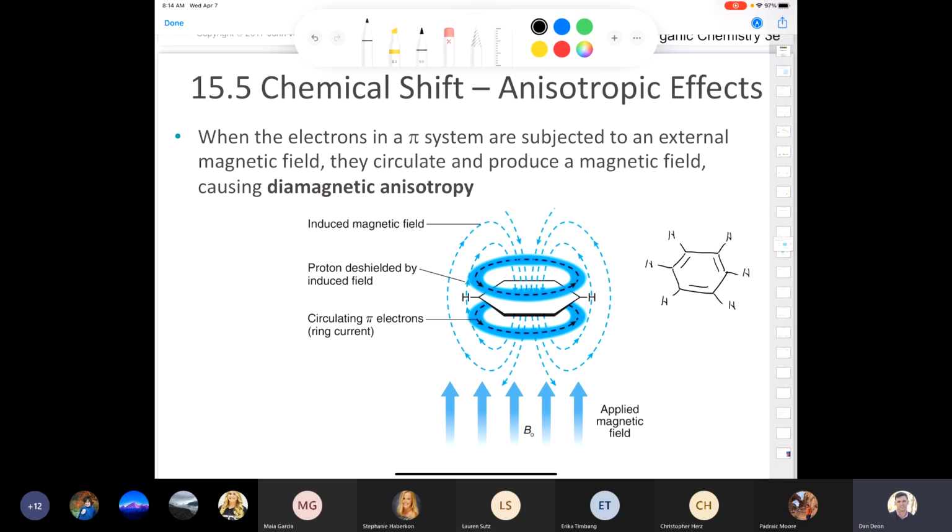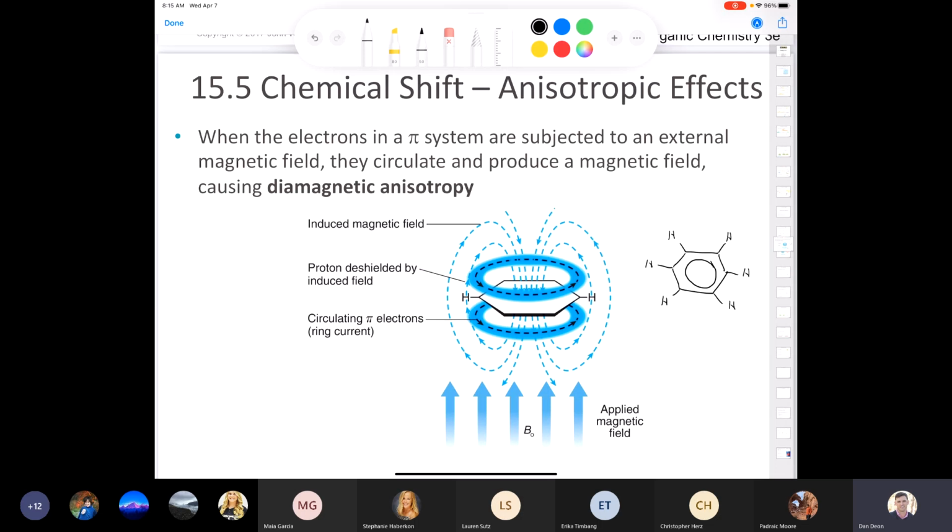start to circulate and they produce a magnetic field which causes diamagnetic anisotropy. And I'm going to discuss that in a second. But that's why when we draw aromatic rings, sometimes it's helpful just to draw a circle like this that represents the fact that the double bonds are actually in resonance. So diamagnetic anisotropy is simply nothing more than this, that different regions of space in our benzene molecule are going to be characterized by different magnetic field strengths, right?